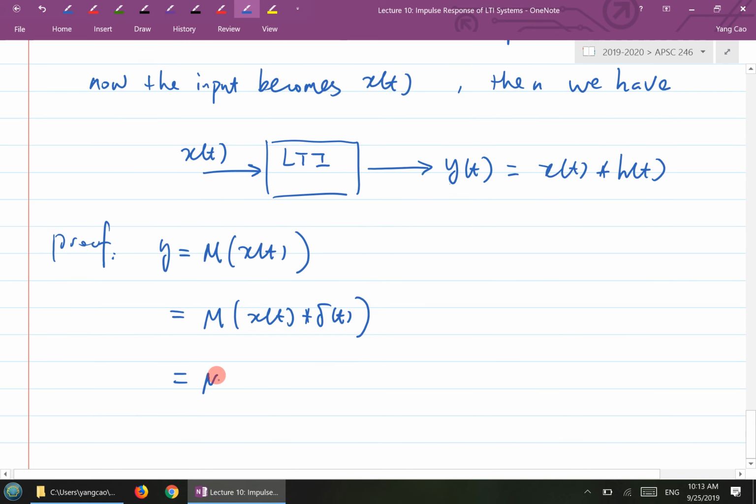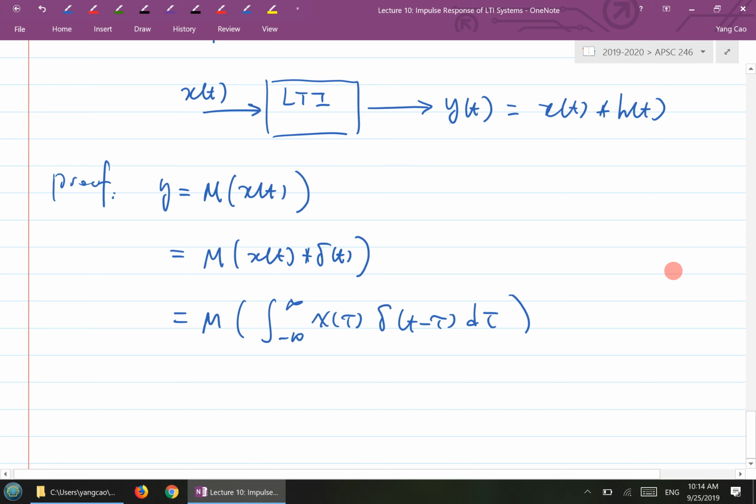But then I can write down the formula, using the convolution formula, to write down this convolution. I'm assuming a non-causal signal here, so from negative infinity to positive infinity. So we have the integral of x of tau delta of t minus tau d tau. Right, that's the pure definition of convolution between these two functions.